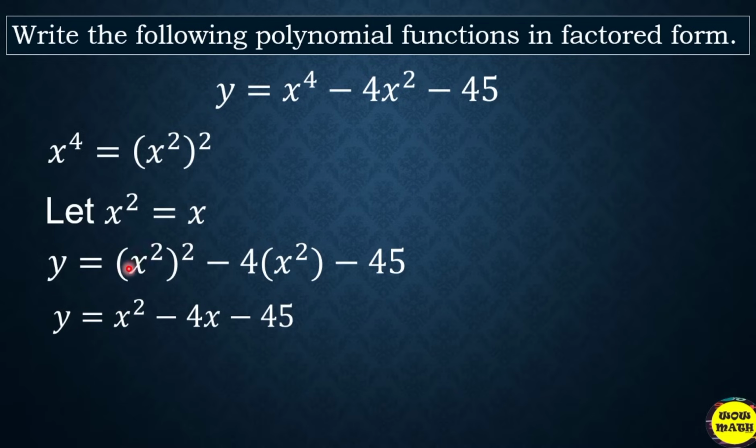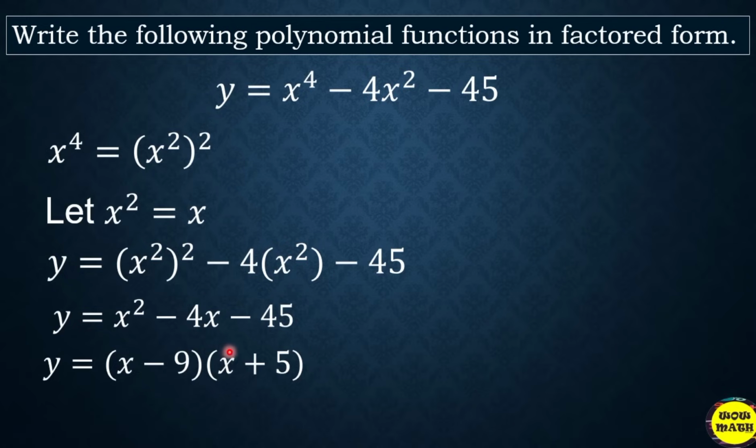Itong x squared, nire-write natin kasi sabi natin kanina, let x squared is equal to x. So, itong x squared gagawin nating x. Itong squared, copy. Minus 4, tapos x squared ulit, gagawin nating x. So, ginawa nating x minus 45. Now, kapag finactor natin ito, we will have x minus 9, x plus 5.